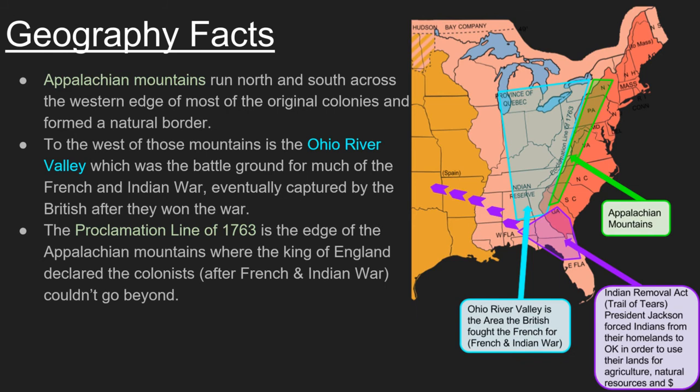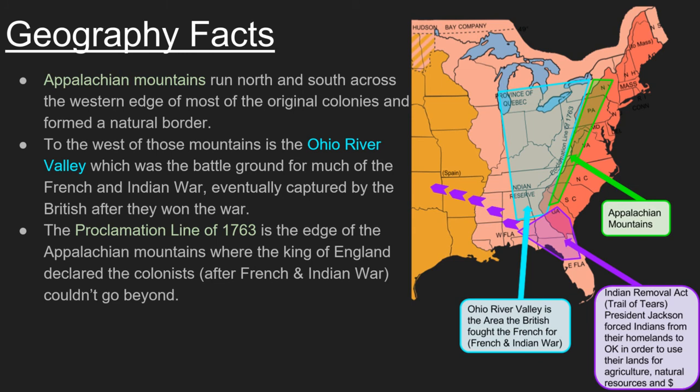So the Appalachian Mountains, look at the green shaded area on your map. They run north and south across the western edge of most of these original colonies. They form a natural barrier. So it made sense that the colonies ended at the edge of these mountains here.